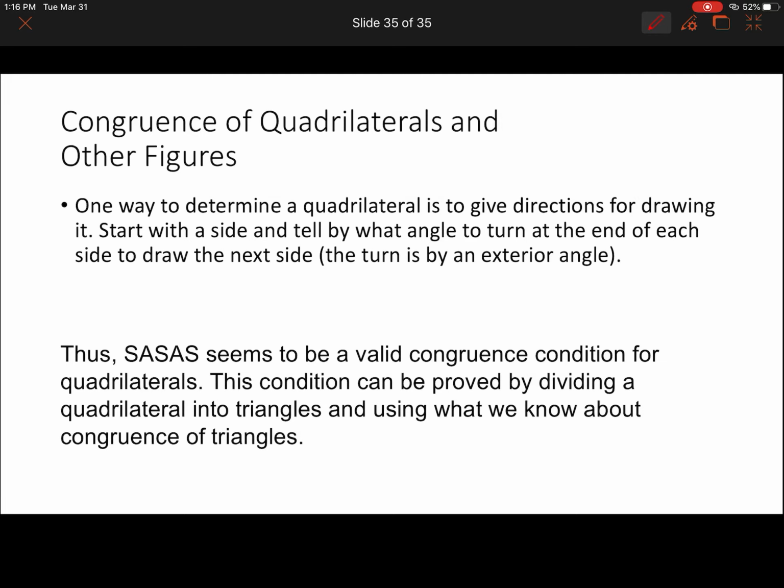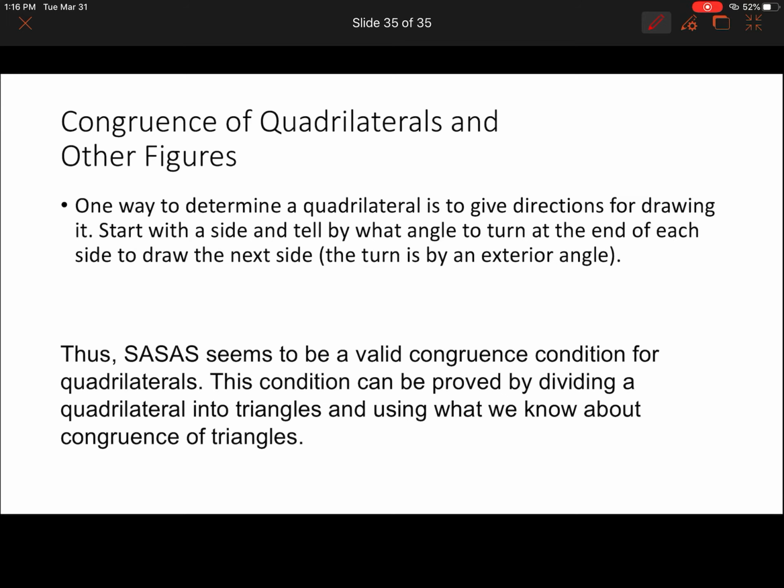The very last thing in this section talks about congruence of quadrilaterals and other figures. We're not going to go into a lot of detail here, I just wanted to give you this statement. One way to determine a quadrilateral is to give directions for drawing it. We're not drawing anything. Section 3, which I was going to assign to you for homework, is strictly based on constructions and how to draw different things. I've taken it out of section 12.3, which is basically the whole section. So we're not going to do any kind of construction.